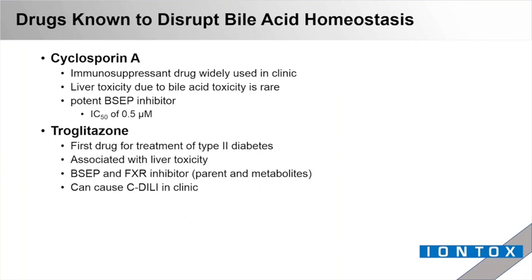Although it is a drug for the treatment of type 2 diabetes, it is a BSEP inhibitor, and actually it's an FXR antagonist, both the parent troglitazone itself and its metabolites. And so this compound is known to cause DILI in the clinic, which is cholestatic drug-induced liver injury.